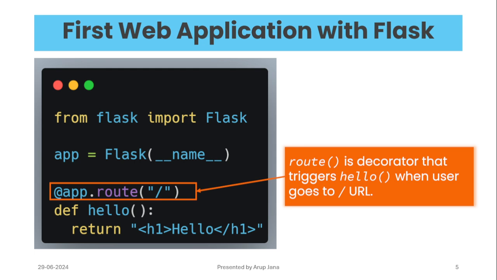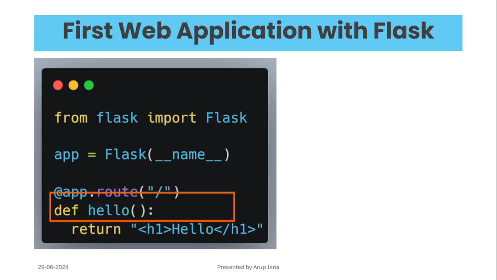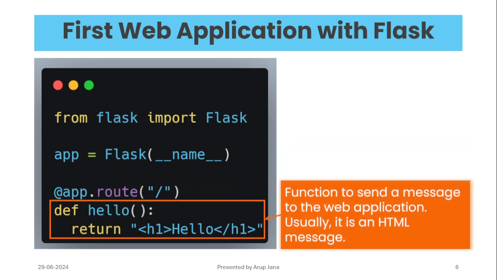And whenever a user goes to this directory or this URL, types the URL in his web browser, what function will be called? The hello function will be called. Inside the hello function, we have written a message. Usually the messages are by default HTML content. So that's why inside the code you can see an HTML element, the h1 tag. Inside the h1 tag, we have the content of hello.